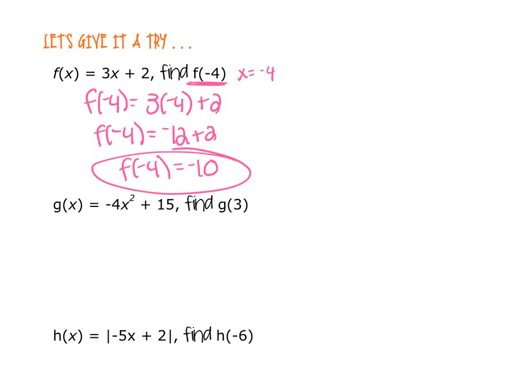All right, why don't you go ahead and try to evaluate this next one. We have g of x equals negative 4x squared plus 15, and you're going to try to find g of 3. Keep in mind what we talked about with exponents when we were evaluating the tables. That same idea is going to be true here. Why don't you try this one on your own and see if you can figure it out.